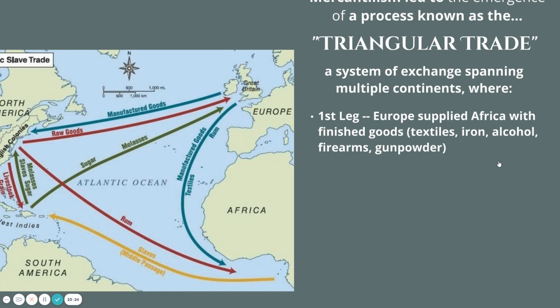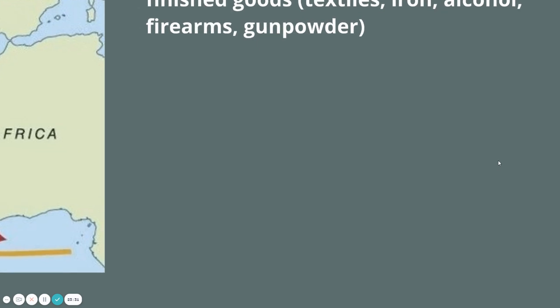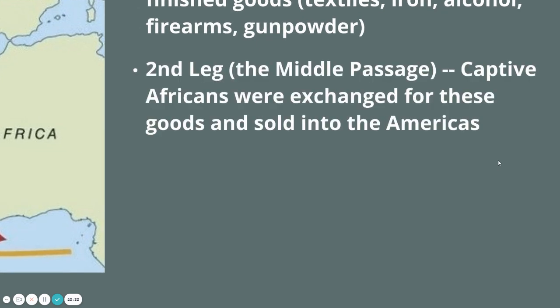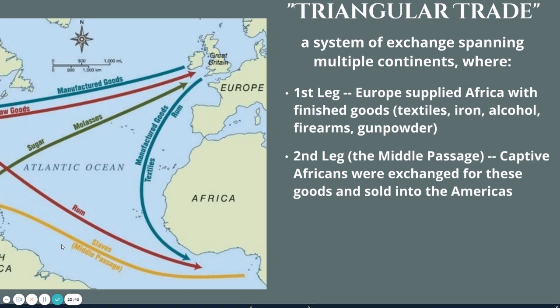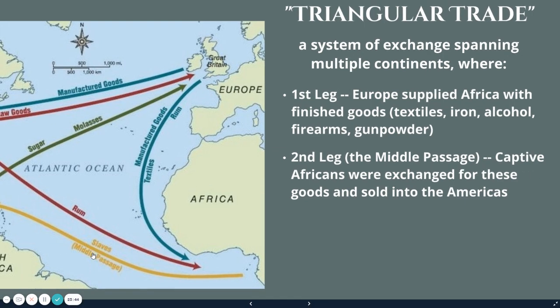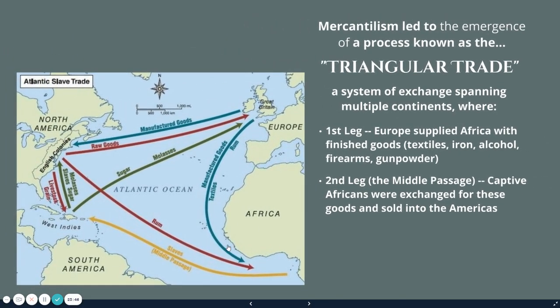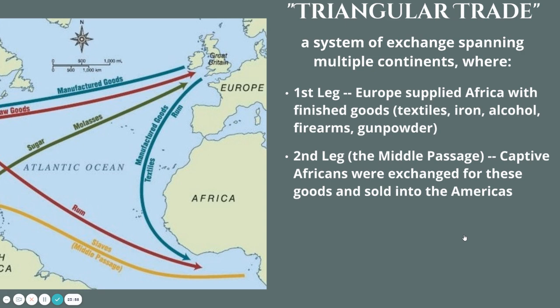In exchange for those finished goods from Europe, the African kings are going to be selling off human cargo, right? And so that is now going to be ushering in this second leg, which historians call the Middle Passage. Middle Passage because it literally is this middle leg of this triangular trade, where slaves are now, as we see here on this map, going to be sent from Africa over to the West Indies and to the American colonies. So captive Africans exchanged for those goods and sold into the Americas. And then rounding it out.